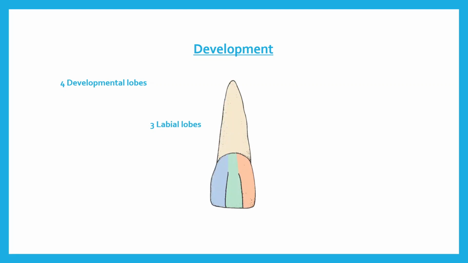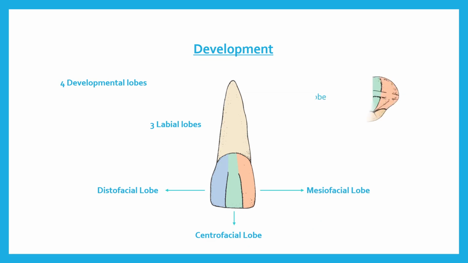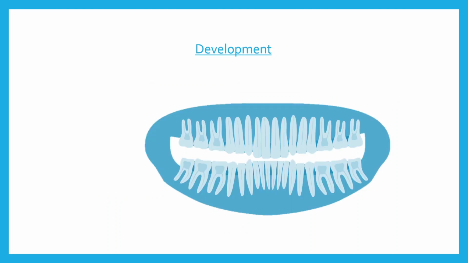All anterior teeth develop from 4 developmental lobes. 3 of them are labial lobes, a distofacial lobe, a centrofacial lobe, and a mesiofacial lobe, and the 4th lobe is located lingually, represented by the cingulum. The first sign of calcification is around 3 to 4 months old. Eruption is usually at 7 to 8 years old, and root completion is usually at 10 years old.